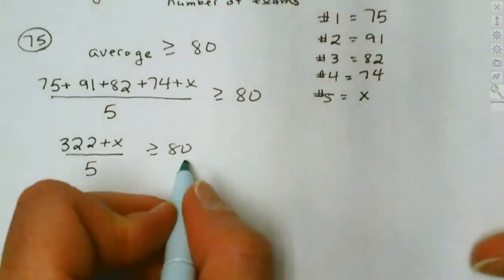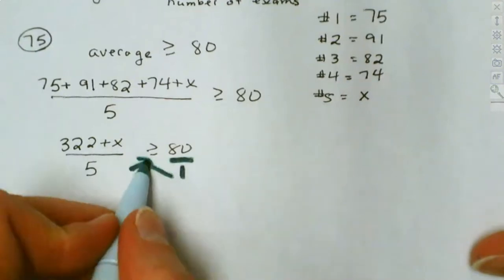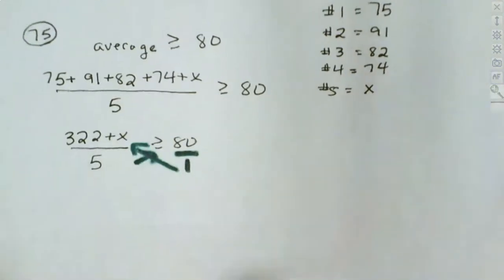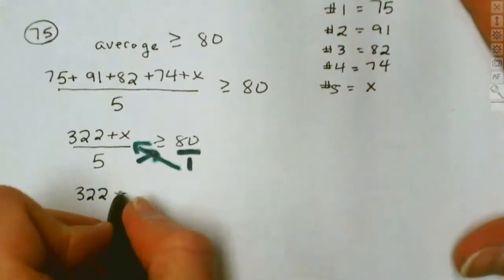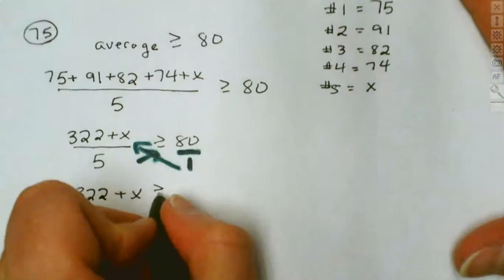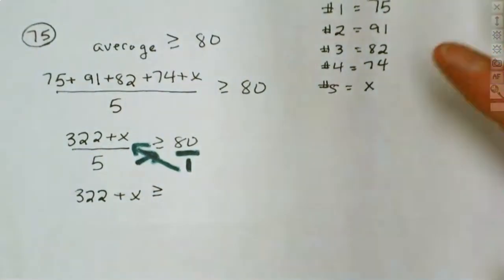Let's go ahead and cross multiply. So make this 80 over 1, and we can then cross multiply. That gives me 322 plus X is greater than or equal to 80 times 5, that should be 400.